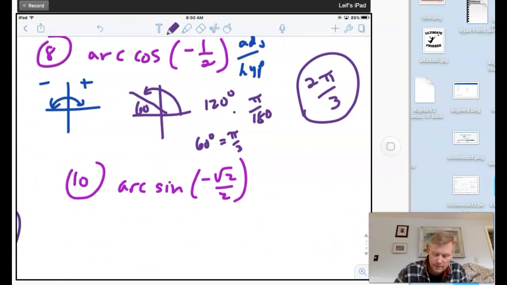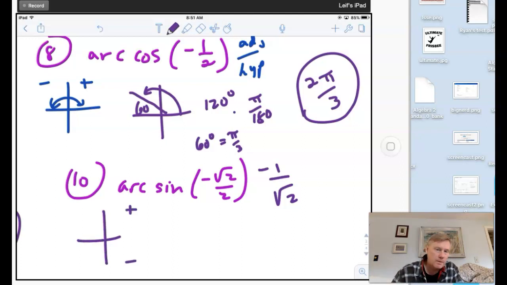Arc sine of negative square root of 2 over 2. So once again, they reduce that denominator. This is the same as 1 over the square root of 2. Make it negative, okay? Multiply top and bottom by square root of 2. Which means the sine is positive here, negative here. So once again, I'm going to have a negative angle. That's going to be my answer.